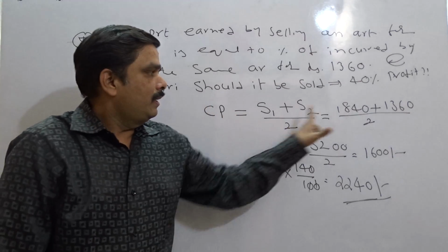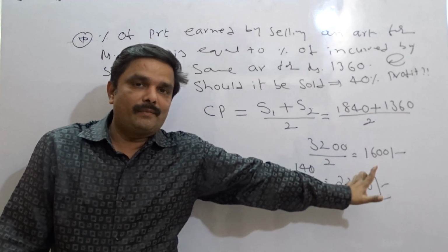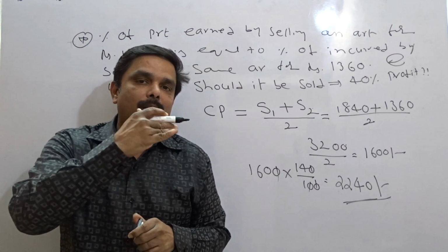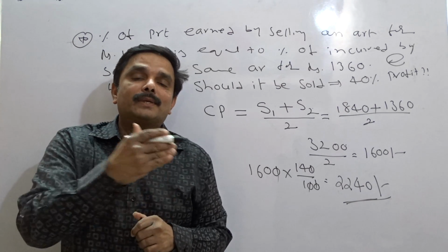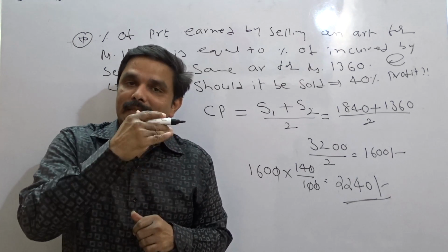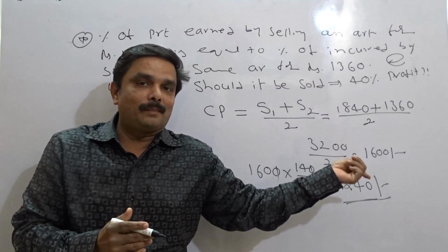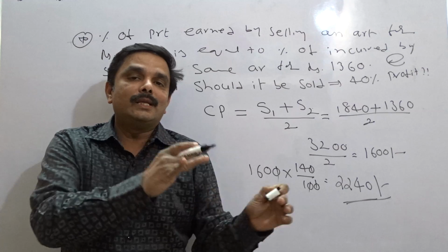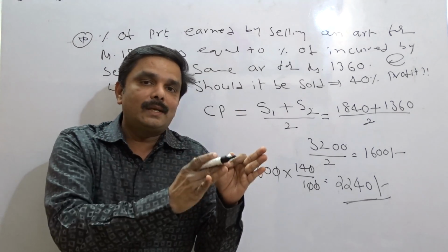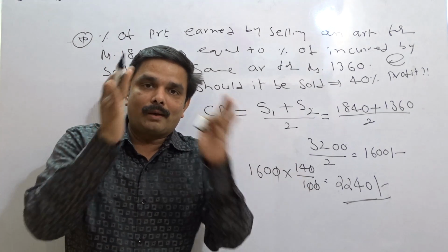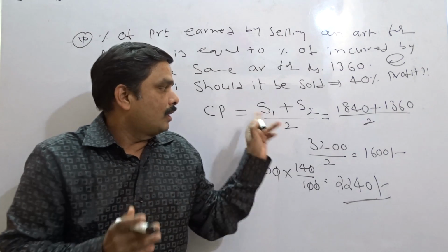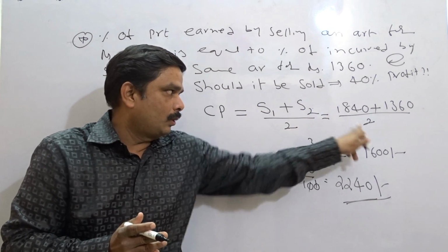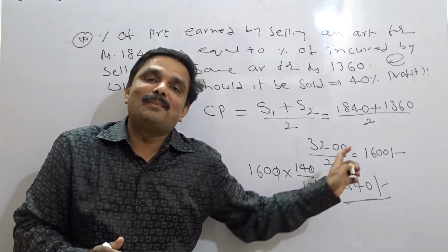Alright, simple way. Like always, whenever two selling prices are given, if you sell that product at one selling price, the percentage of profit you are earning is equal to the percentage of loss when you sell at the other selling price. In these two cases, percentage of loss and percentage of profit both are equal. In this case, cost price is equal to selling price 1 plus selling price 2 divided by 2. Remember this one, right?